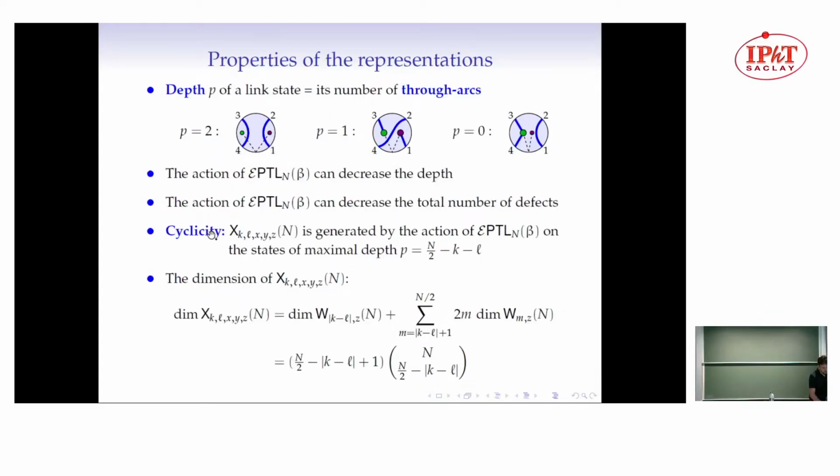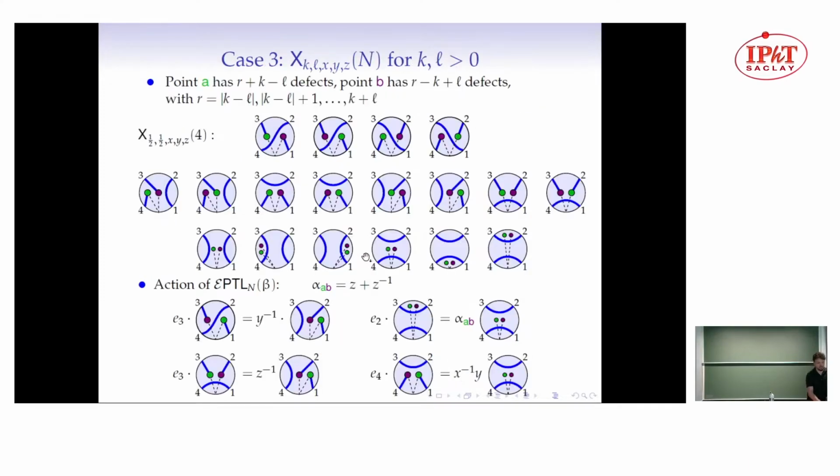A second important property is cyclicity. The way that we define these representations, they are such that they can be generated by the action of the periodic Temperley-Lieb algebra acting on the states of maximal depth. In other words, if I look at what happened on the first line and act with the algebra, I can produce everything in this.